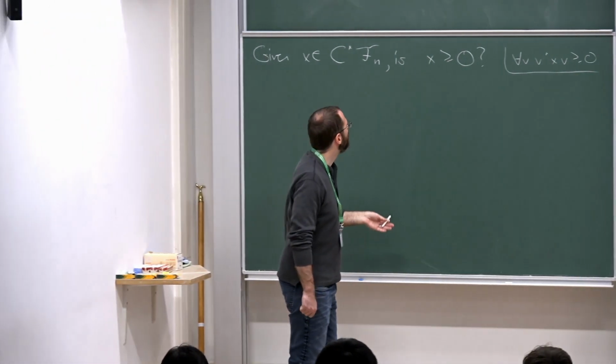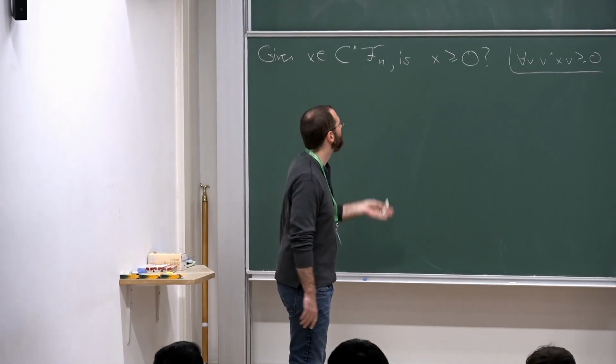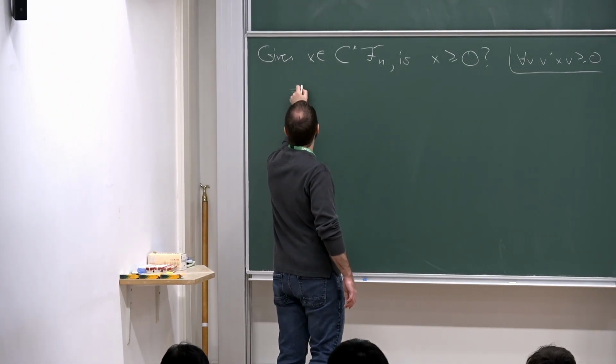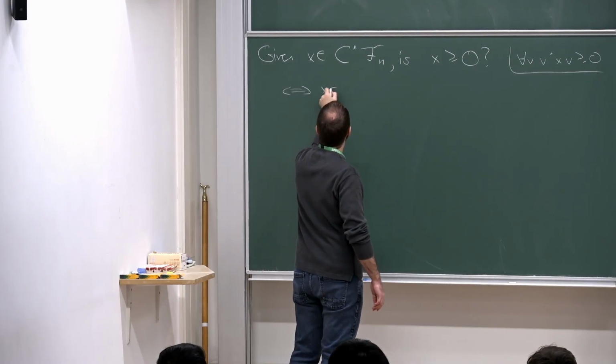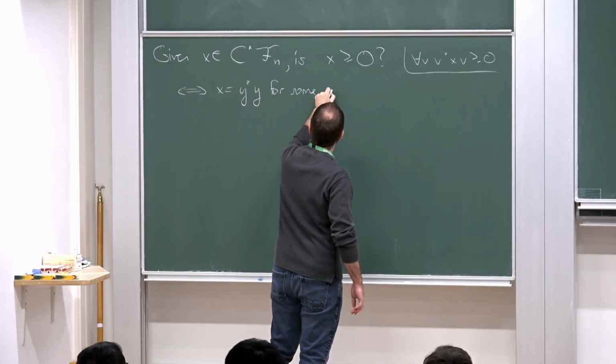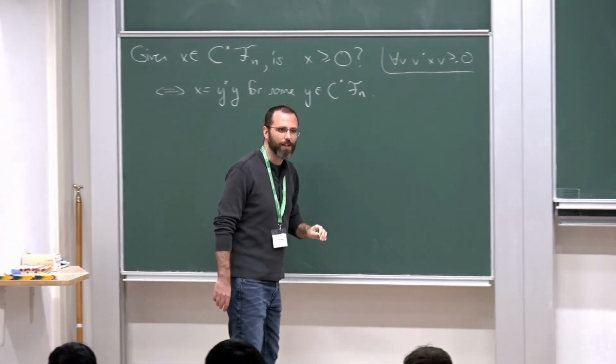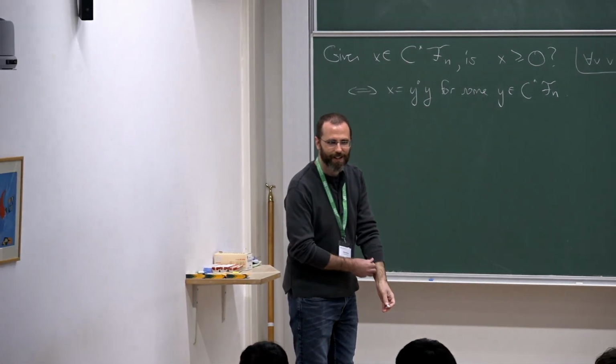And it looks like it's going to be a really short talk because we have an answer to this question, right? The answer is: x is positive if and only if x equals y star y for some y in C star F_n. Okay, so talk over, that's the answer.